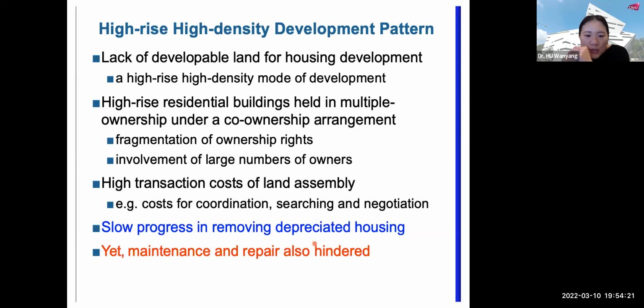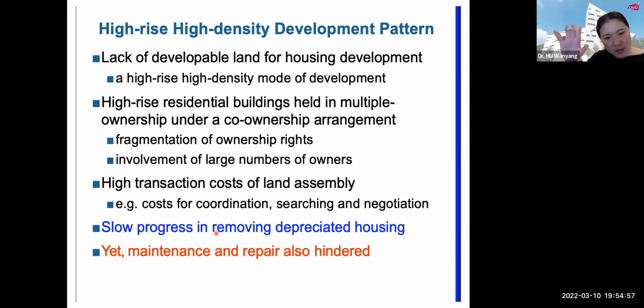So meaning that if we want to do, for example, housing upgrading, or we want to redevelop the land, or redevelop the area, the building will be very costly because there will be high transaction costs involved. Okay, so you need to coordinate, you need to search, you need to negotiate with each other. The cost will be very high. So the result is that there have been studies showing that this actually leads to very slow progress in Hong Kong to remove those depreciated housing.